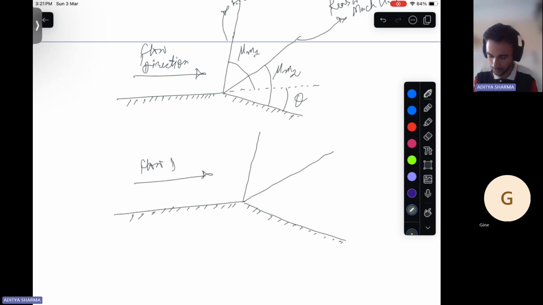If this is the flow direction, this is the fan angle, right?